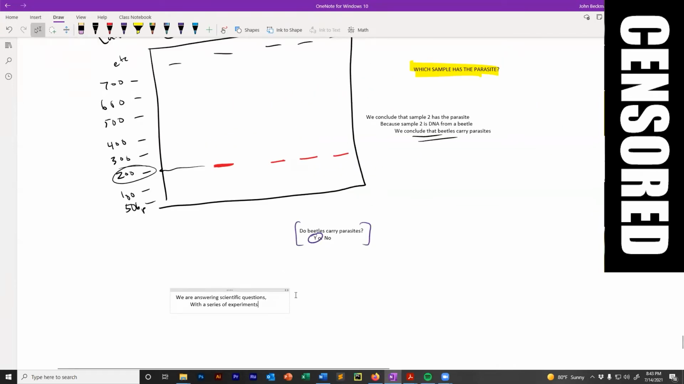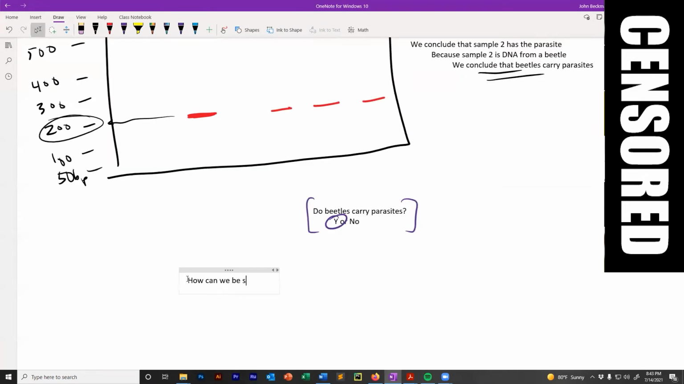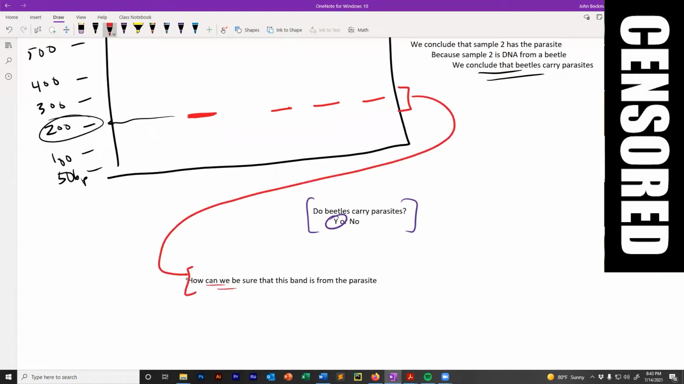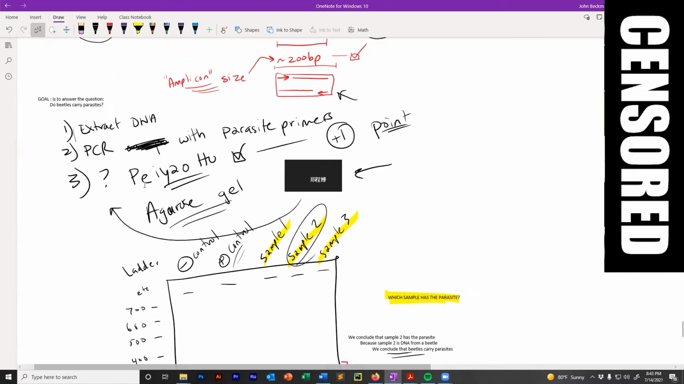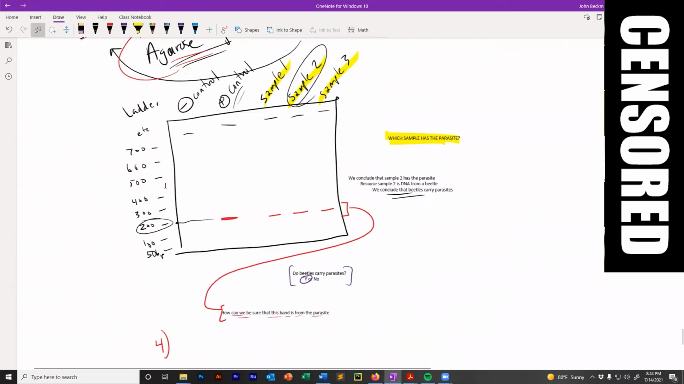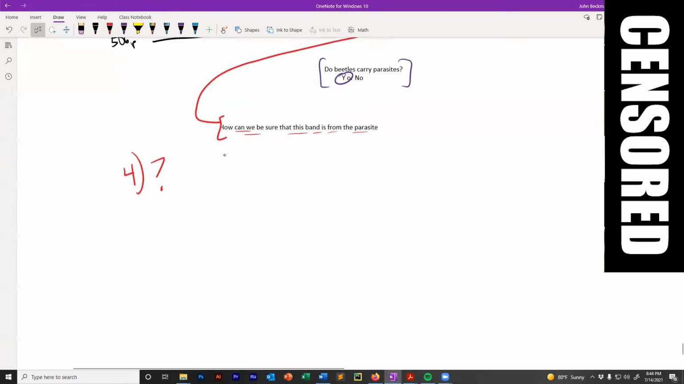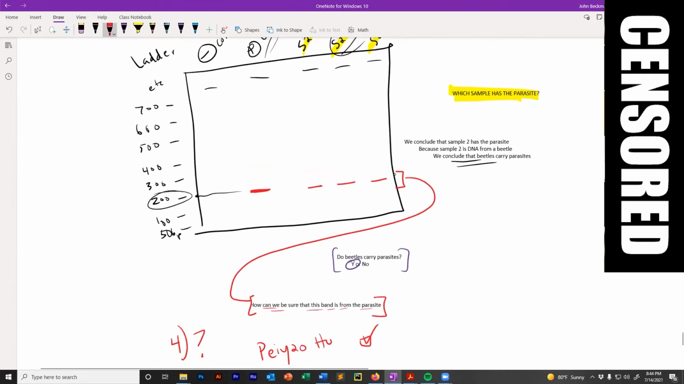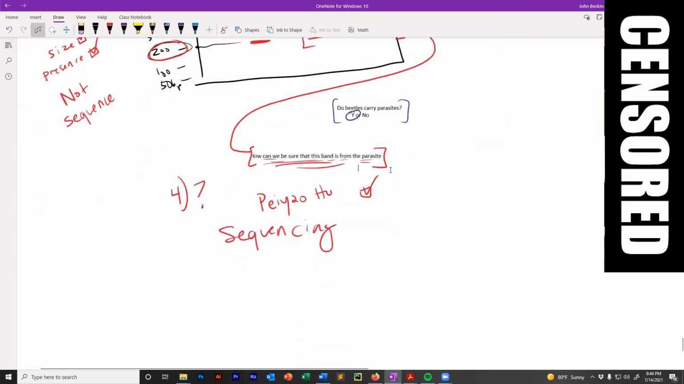But let me ask another question. How can we be sure that this band is from the parasite? What's going to be our fourth experiment? If our experimental pipeline is 1, extract DNA, 2, PCR, 3, agarose gel, 4, what's going to be our fourth experiment? Sequencing. We need to sequence it. This band on this agarose gel just tells us size and presence, but it does not tell us sequence. We can't be sure that the band is from the parasite unless we sequence. So the fourth step is sequencing.